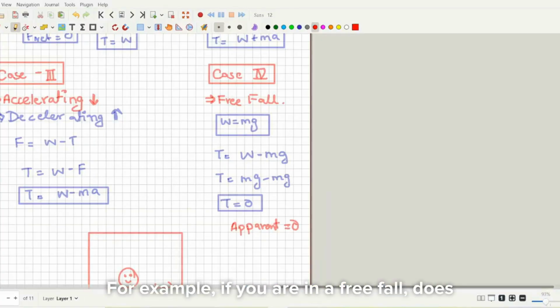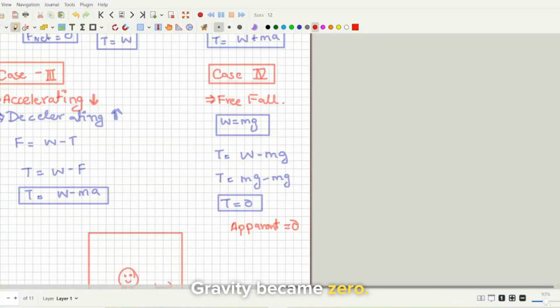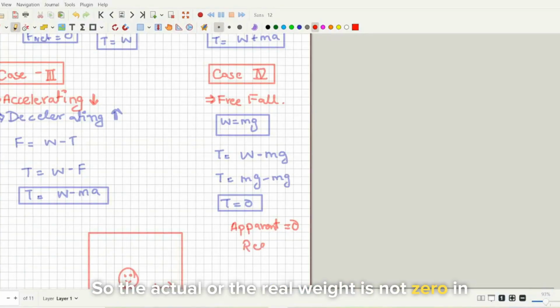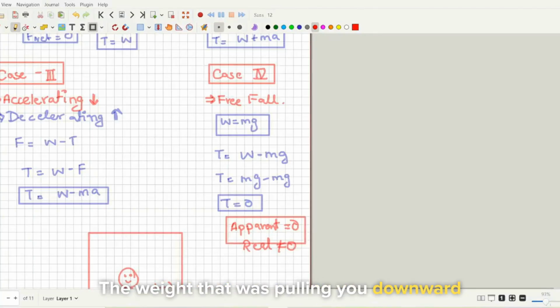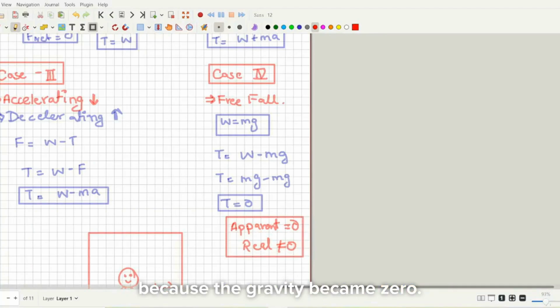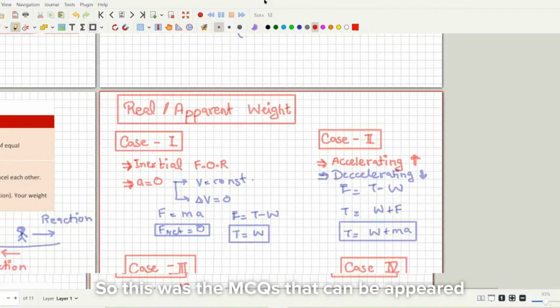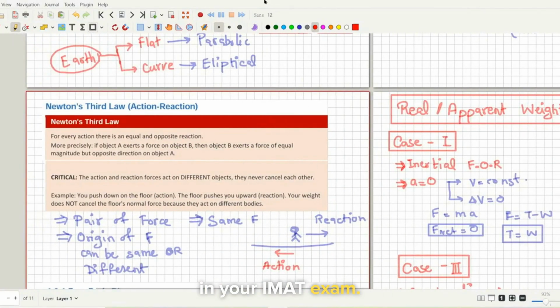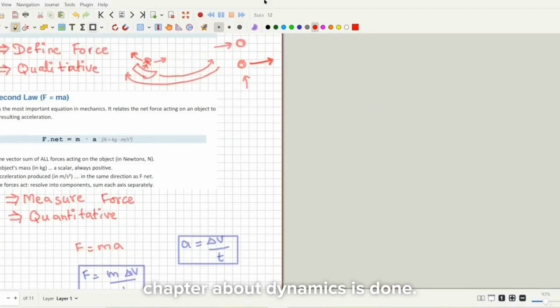For example, if you are in a free fall, does that mean all your belly fat has gone, or suddenly you became slim? No, the apparent weight became 0. The weight that was pushing you towards the ground became 0, not the actual weight. So the actual or the real weight is not 0 in this case. The weight that is 0 is the apparent weight, the weight that was pulling you downward, because the gravity effect became 0, but the real weight remained the same. So these were the MCQs that can appear in your IMAT exam. We discussed Newton's laws, and this chapter about dynamics is done.